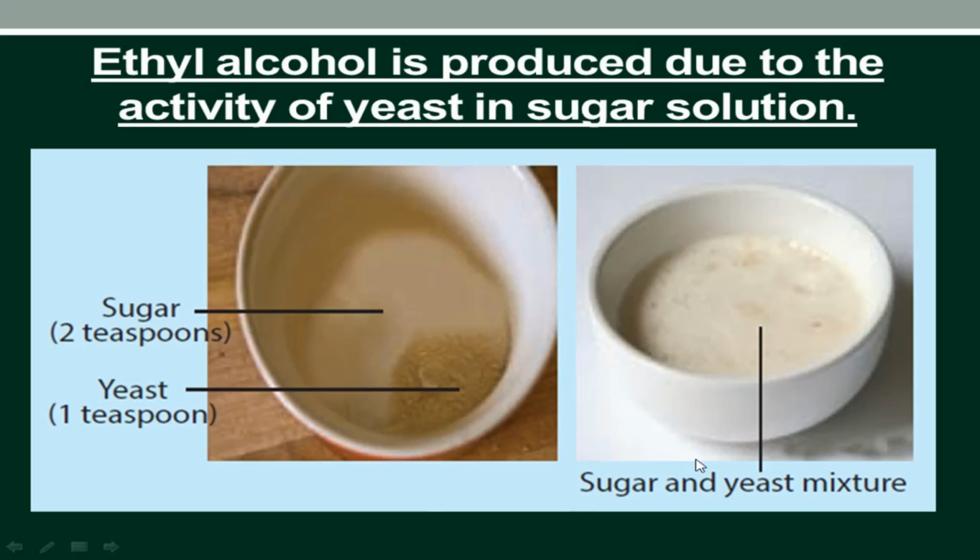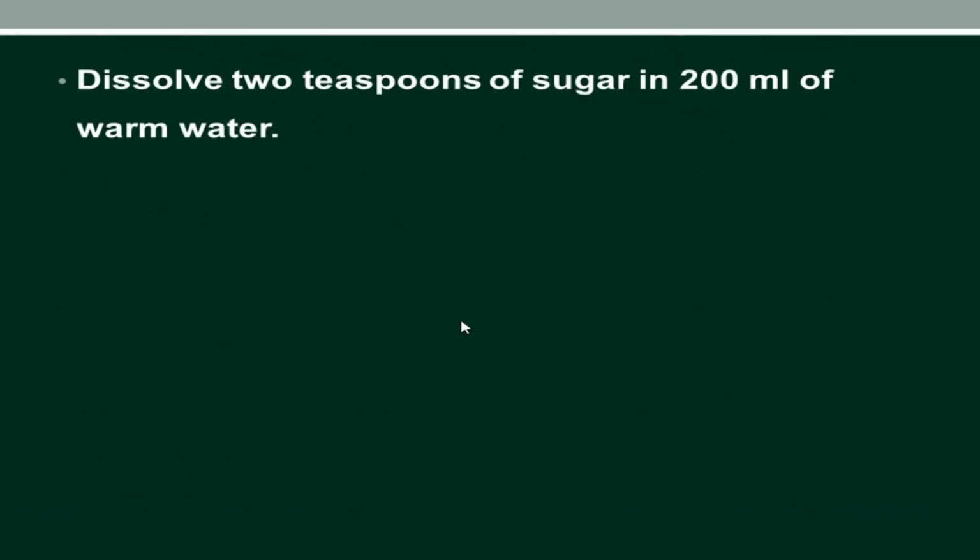After some time, the sugar is converted into ethyl alcohol by yeast, and carbon dioxide is also produced here as a byproduct.